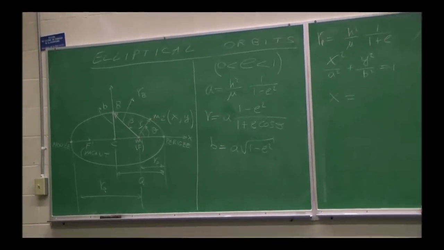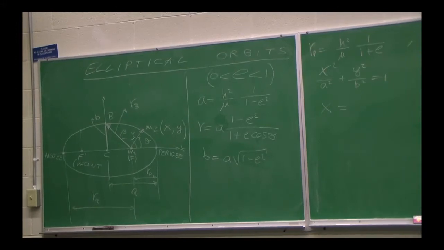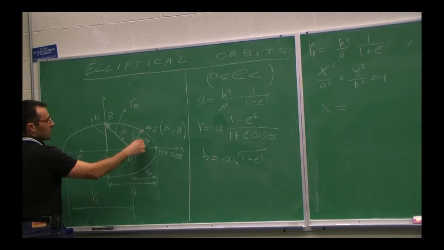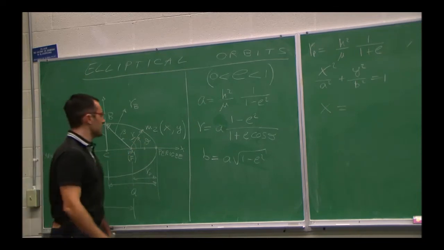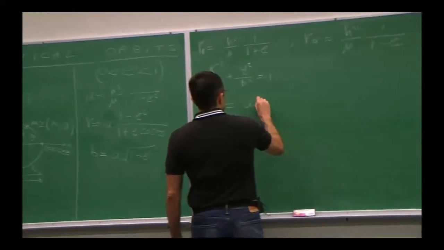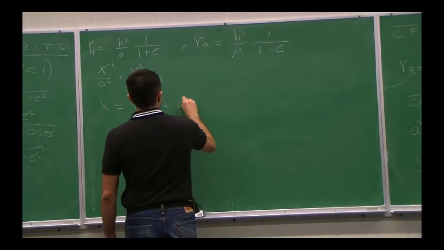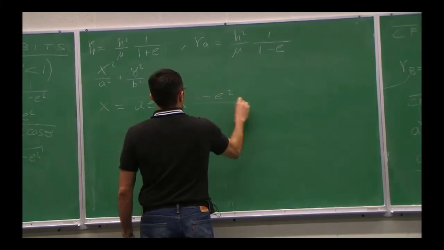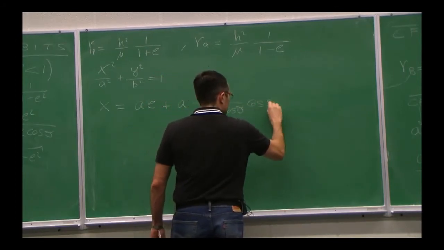Astrodynamics is all about lines and curves and projecting vectors on other vectors. So what is x? I'm going from point C to the projection of this point on the x-axis, right? This is what I'm trying to find, this distance. So it's CF plus R cosine of theta in general. So that is AE plus R cosine of theta. Okay.